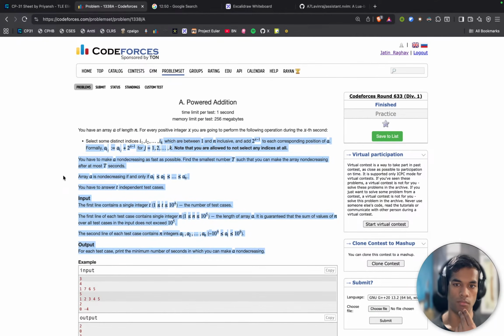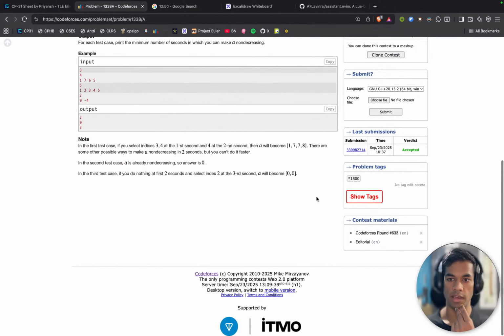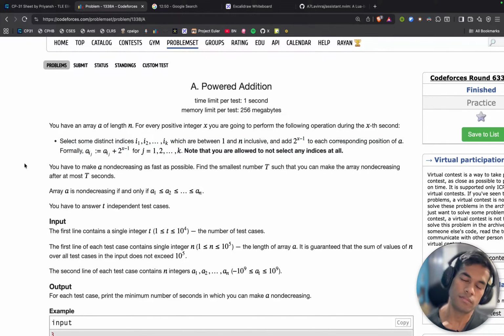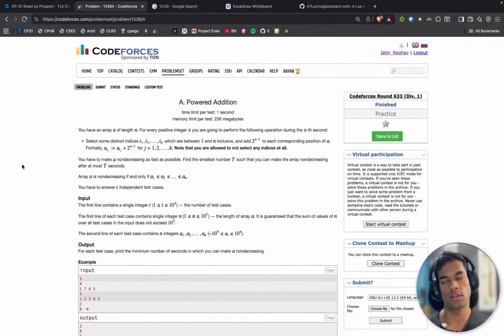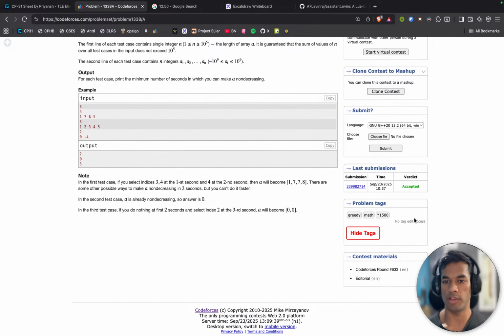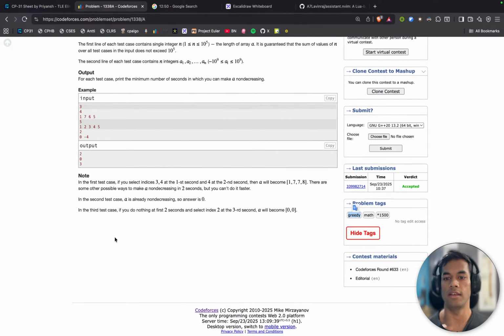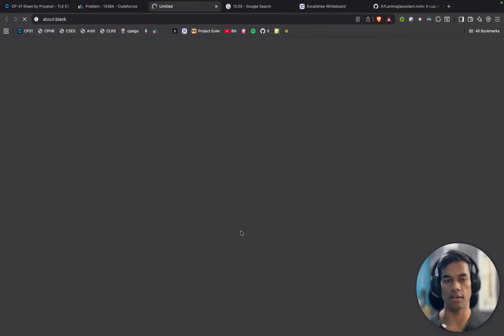This was good. And what are the tags? Let me predict or guess the tags. I think bit manipulation. Yes, just normal bit manipulation, maths. Greedy, yes, math and greedy. Greedy is a nice word.